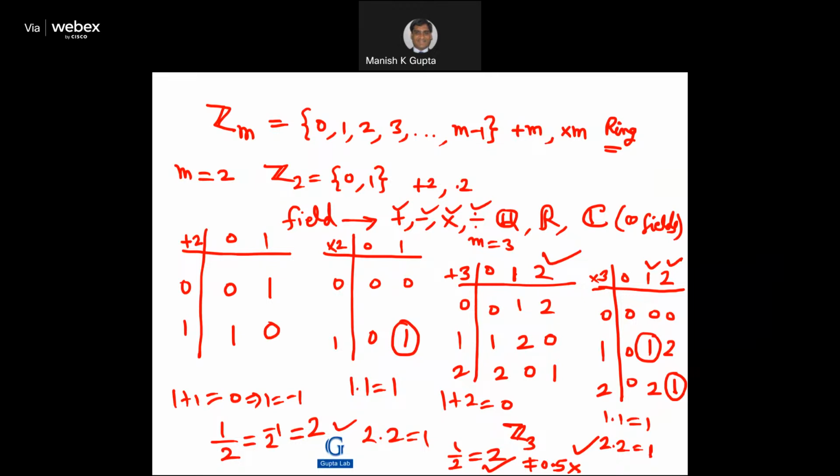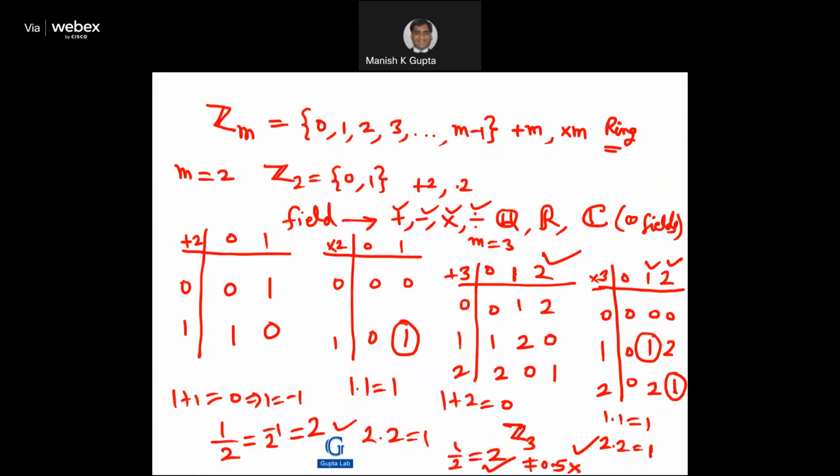So integers modulo m, the set of numbers 0, 1, 2, 3 up to m minus 1, and the addition operation is addition modulo m, right? And multiplication modulo m, right? So this is a ring. How many of you are from a maths and computing background? Okay. So are you aware of these concepts? Okay. But maybe not about finite fields, right? Anyway, we'll see. So this is a ring.